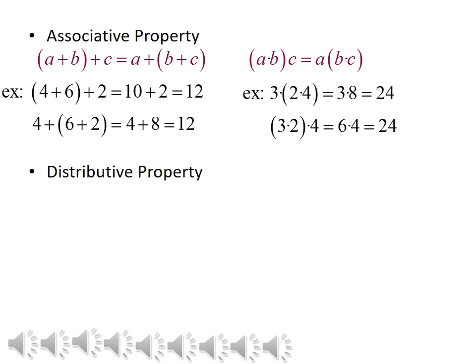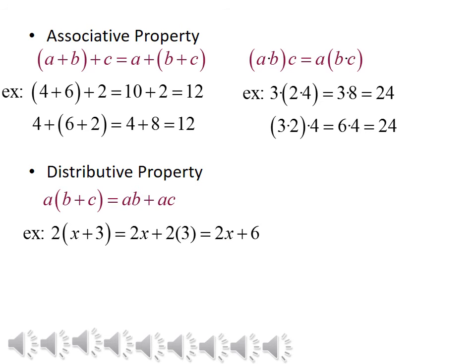Next, we have the distributive property, which states that if you have A times the quantity B plus C, you can distribute the A throughout to get A times B plus A times C. And note that the distributive property will go both ways, so if you have AB plus AC, you can pull the A out in front to rewrite it as A times the quantity B plus C.